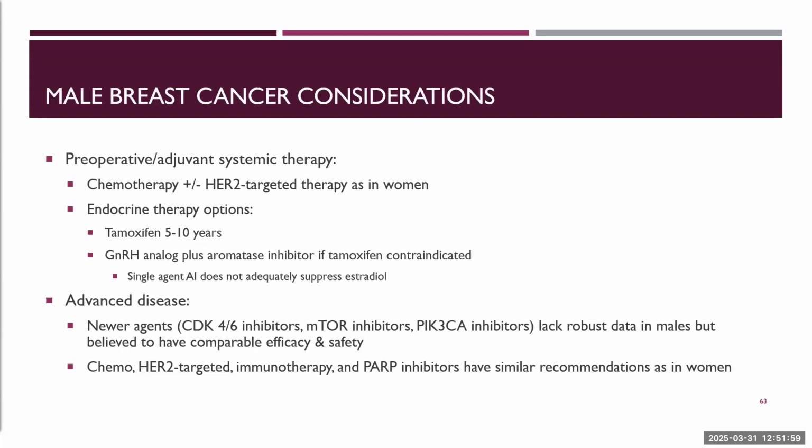A lot of times males are included in these trials, but male breast cancer is not super common, so it's a very small subset of patients. They might only have like 1 or 2% of the trial population included. Chemo, HER2 targeted therapy, immunotherapy and PARP inhibitors also have similar recommendations as in women. So it's fairly the same, just those endocrine therapy options. Usually we're doing tamoxifen upfront if we can.